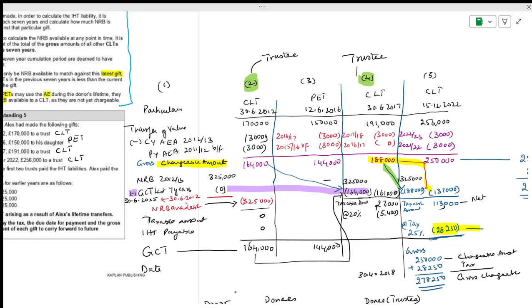As per their answer, the gross chargeable amount is 188. Column 4. Gross chargeable amount is 188. That we are taking, that is the gross chargeable transfer last. Okay, now you complete it, then I will come back to you. Any doubt?